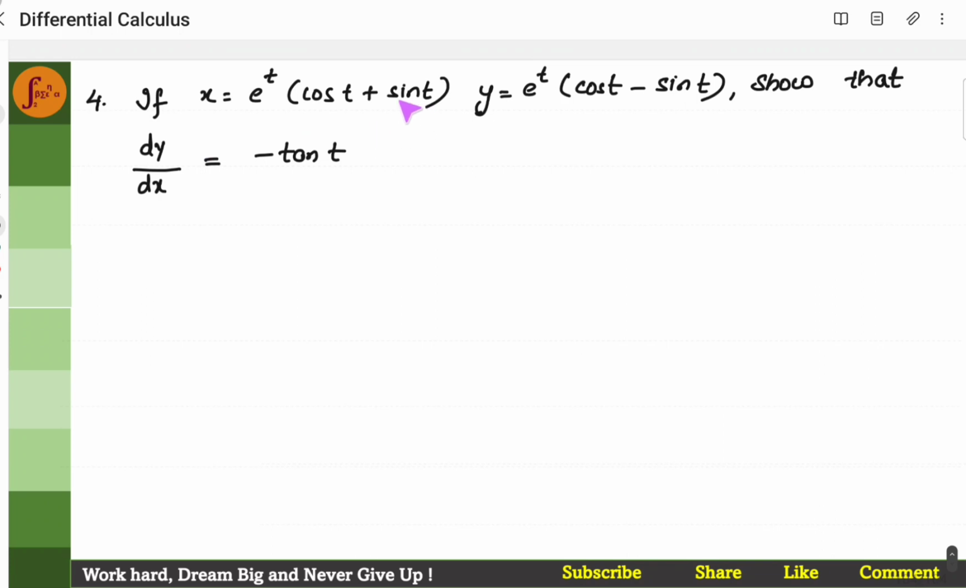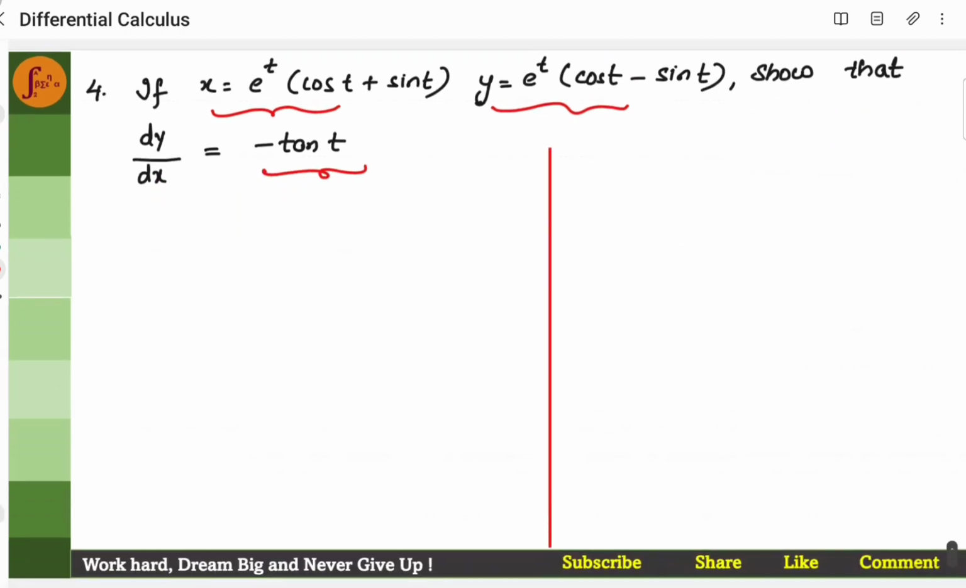Now let's take this example where two functions are given, x and y, with respect to t. Show that dy by dx is equal to minus tan t. So we'll take the first function, dx by dt, and differentiate this with respect to t. Here we have to apply the product rule. This is the first function, this is the second function, right? So the first function e to the power t into the derivative of the second function.